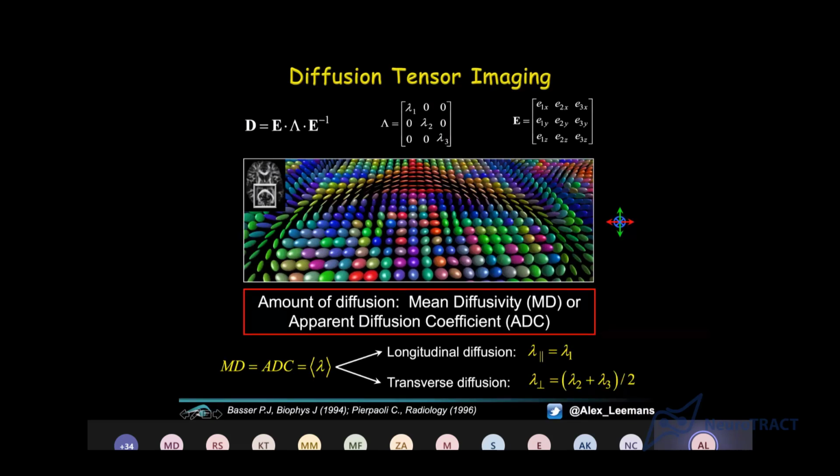And again, every diffusivity, as we call them, like mean diffusivity, also referred to as apparent diffusion coefficient, the ADC, that's your average eigenvalue. The longitudinal diffusivity is basically the diffusivity along the first eigenvector, which is lambda 1. And transverse diffusivity is perpendicular diffusivity, and that's defined as the average of the second and the third eigenvalue.